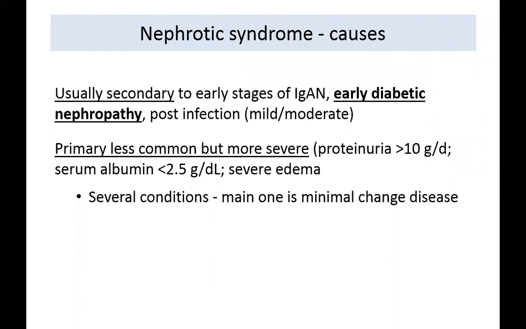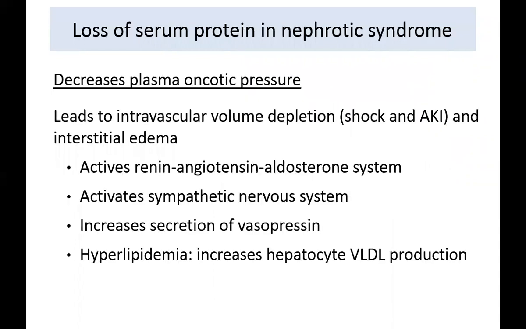So it's secondary to lots of other conditions. It can be primary, and the major cause of the primary is this minimal change disease, where there are some structural changes to the podocytes. In this condition, you see a much more severe proteinuria, defined as more than 10 grams a day of protein.